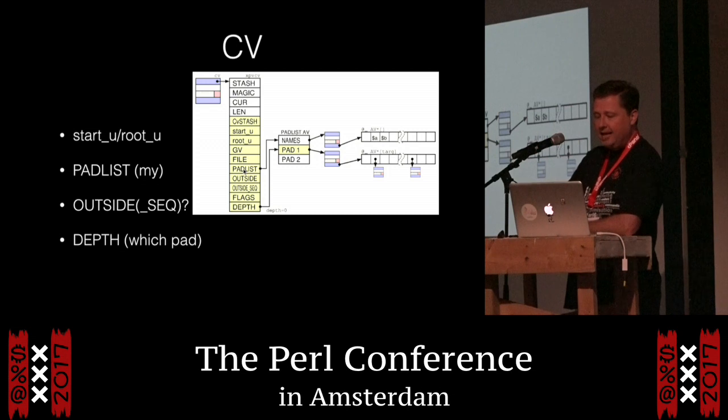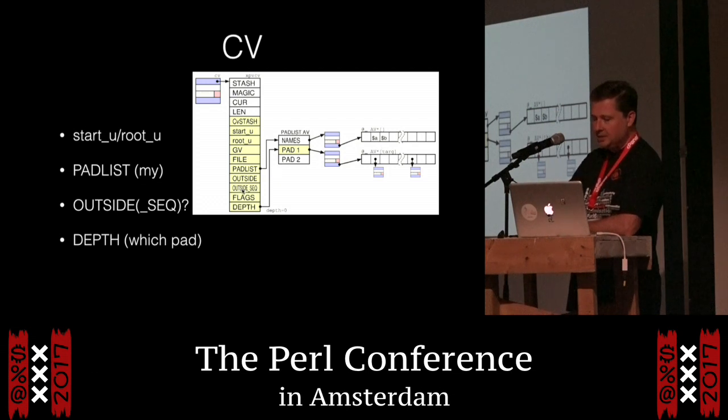Anyways, you've got the pad list that that CV is going to be using, and then you have outside, which is, best I've been able to determine, although there are some complex rules that I still have not been able to define, points to: if I am looking for $foo here and it's not in my pad, where do I go next to find $foo? So that's pointing to your outer scope.